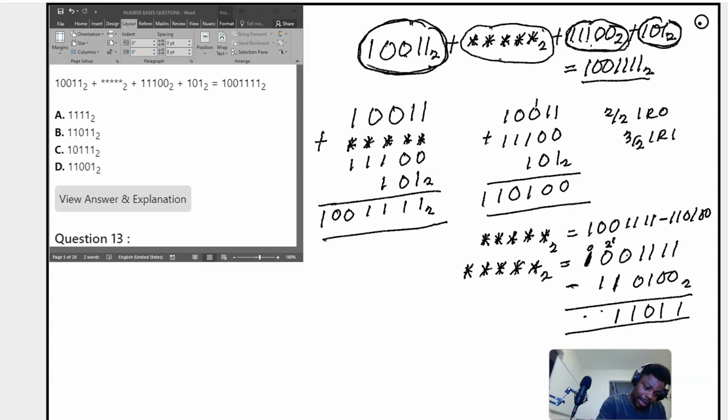So our asterisk is how many? 1 2 3 4 5, and we have gotten 1 2 3 4 5. So 11011. So our answer is 11011. So that is option B. Easy. Remember, it's just to add this one plus this one plus this one. Any answer you get, remove it from this. It gives you what this is.